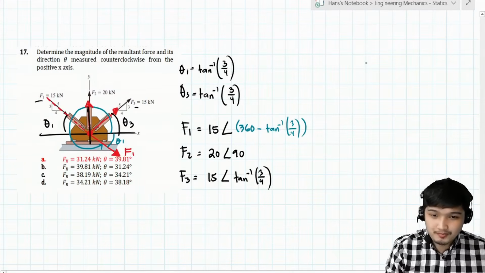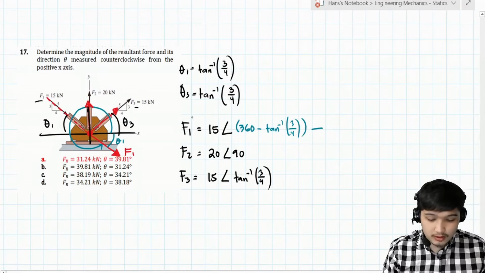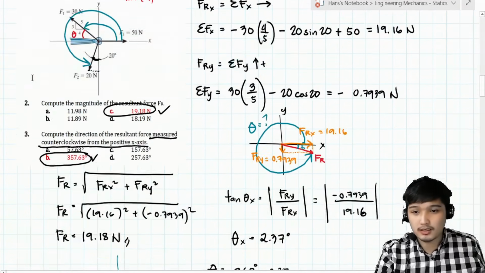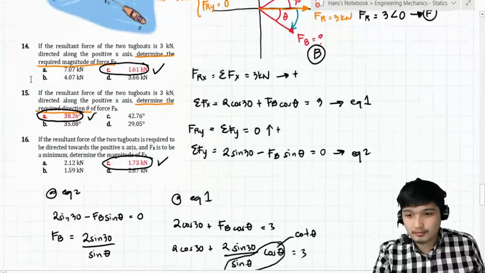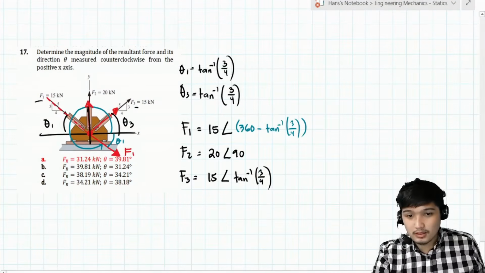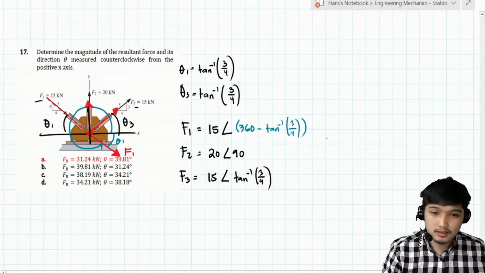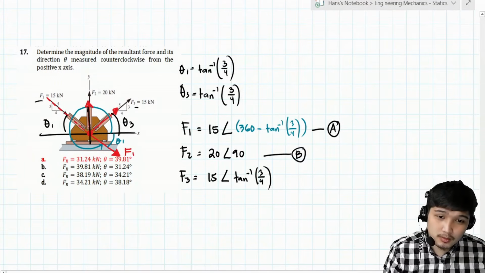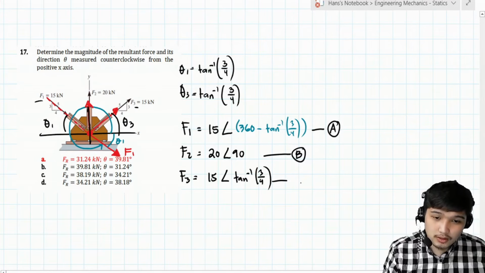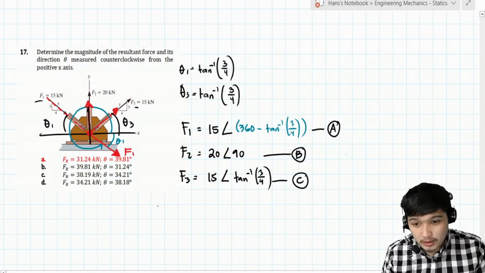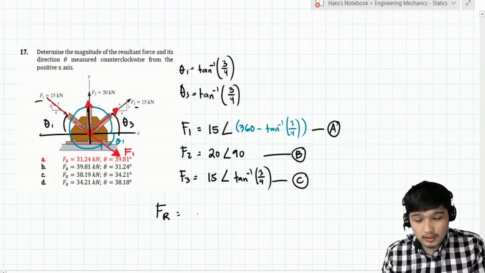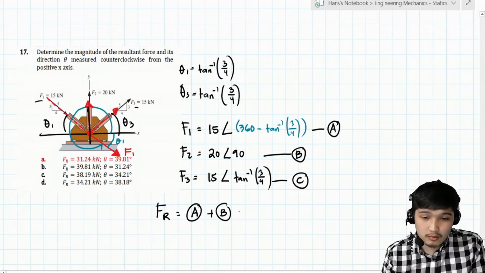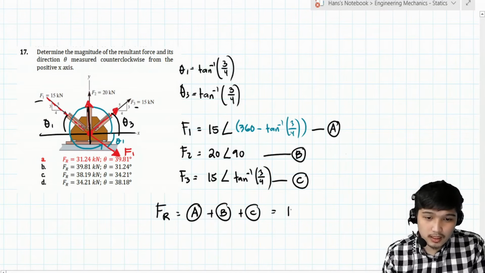So, anong gagawin? This one is store sa A. F2 store sa B. F3 store sa C. So, to solve for the resultant FR, that is just the vector summation of all the components. So, A plus B plus C. So, i-store natin yung sagot niyan sa letter F.